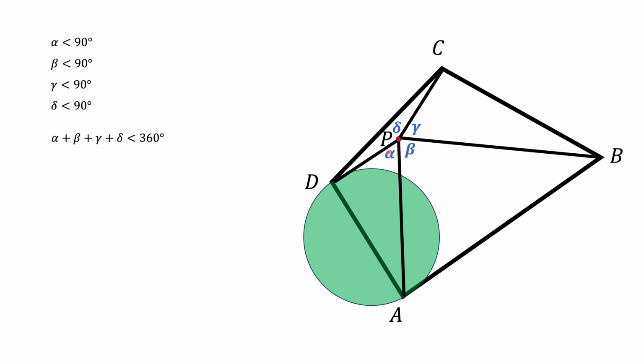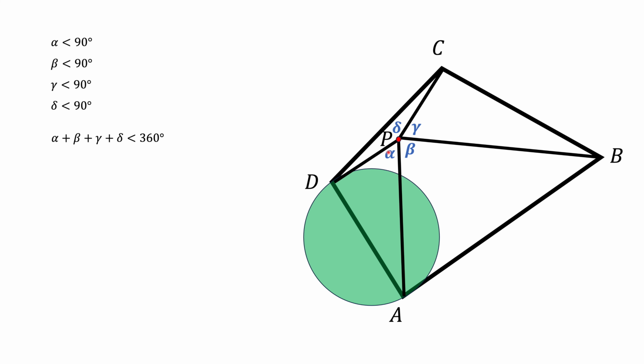And now we have it. We proved that such a point P cannot exist, a point that sits outside of all four circles. Therefore, at least one circle should cover the point P. So now we have proved that everything inside of a convex quadrilateral is covered by four circles.